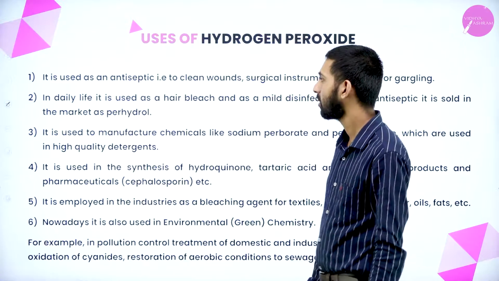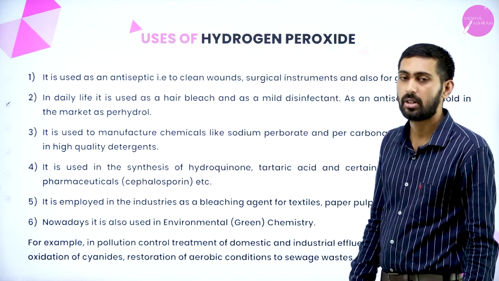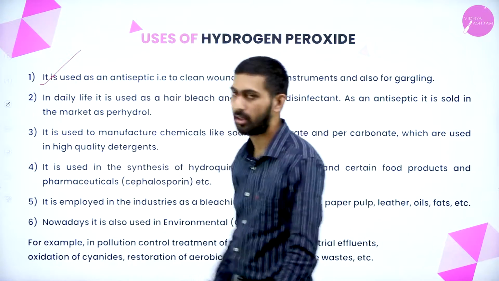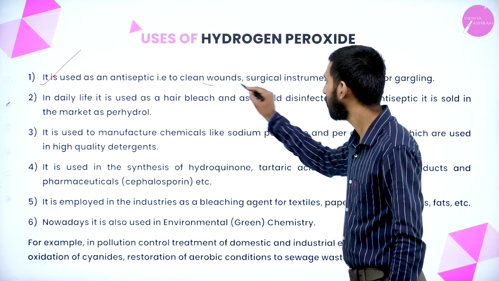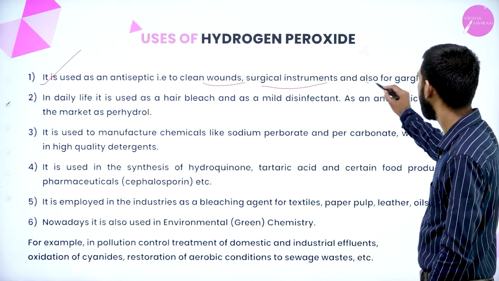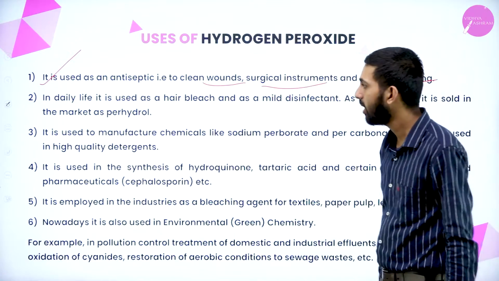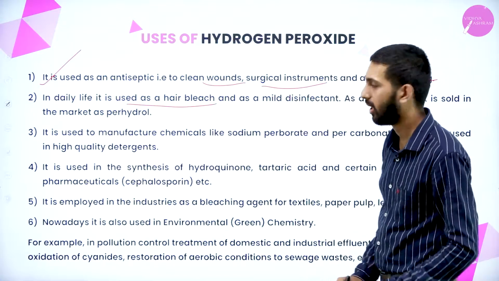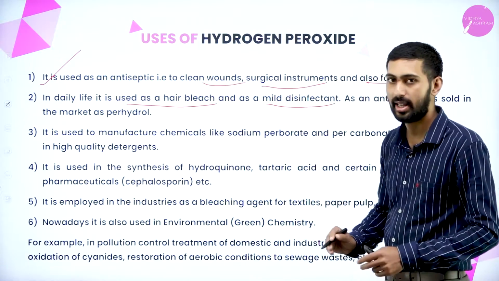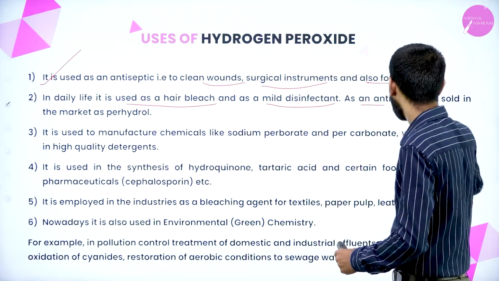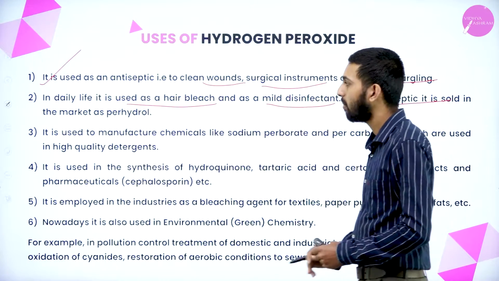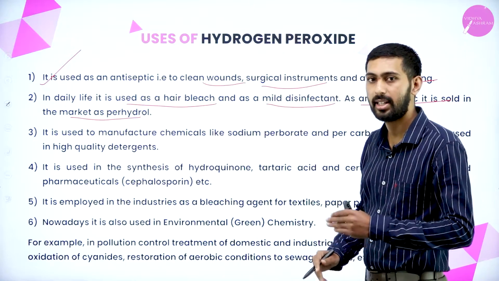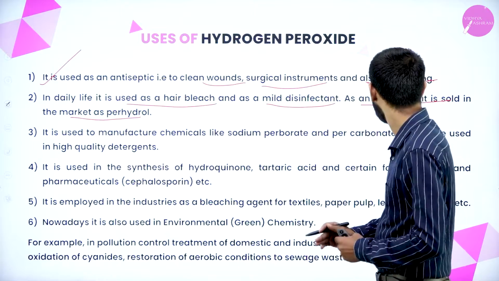Okay. Next thing is uses of hydrogen peroxide. Where all can we use hydrogen peroxide? It is used as an antiseptic to clean wounds, surgical instruments, as well as for gargling. Okay. Next, in daily life, it is used as hair bleach for bleaching the hair and as a mild disinfectant. It acts as a mild disinfectant and antiseptic, and it is sold in the market.